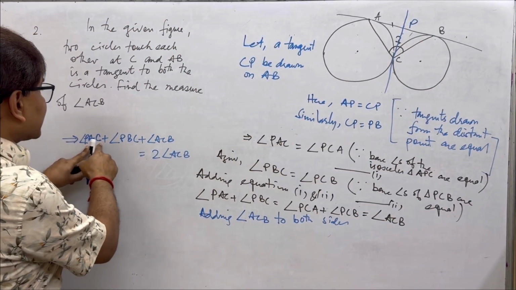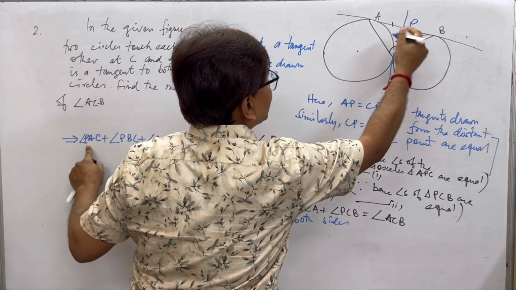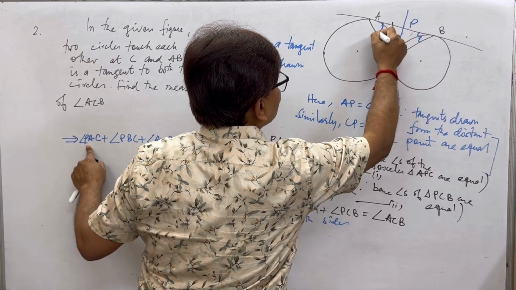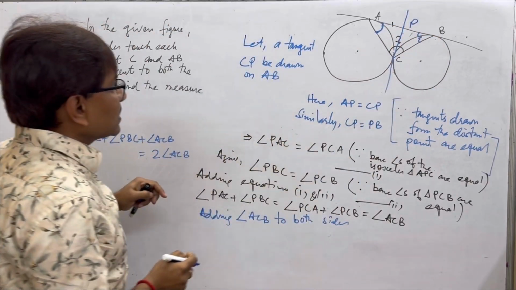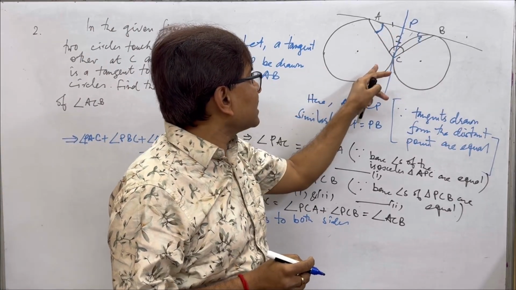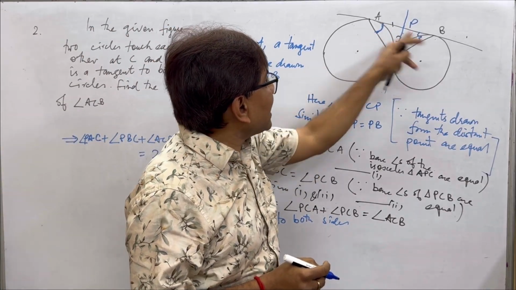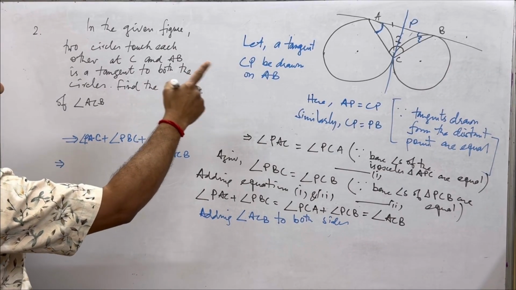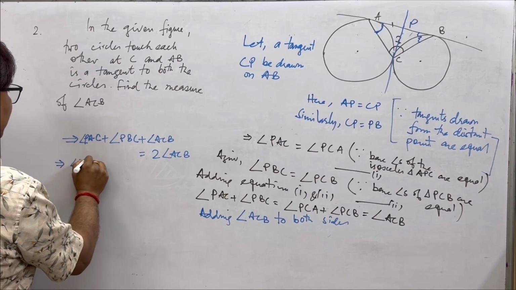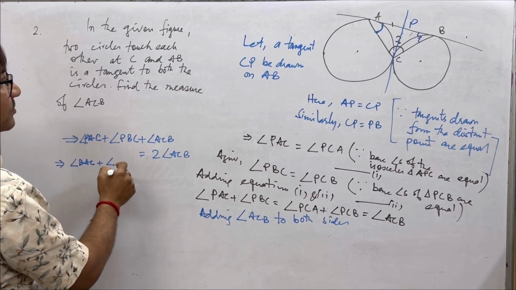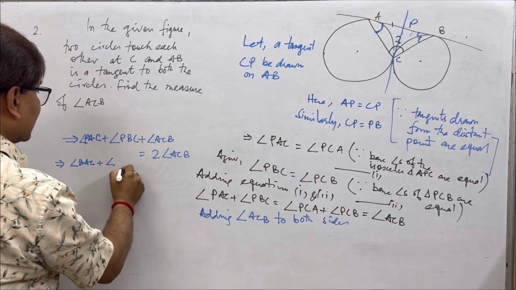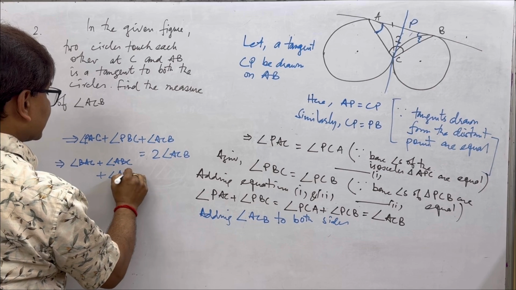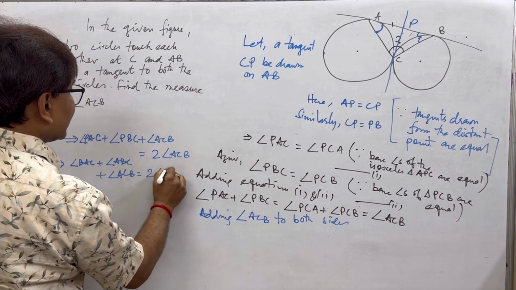Here PAC and PBC denote this angle and this angle. Yes or no? That means easily we can say PAC means BAC and PBC means ABC. So we can write angle BAC plus angle ABC plus angle ACB equals twice angle ACB.